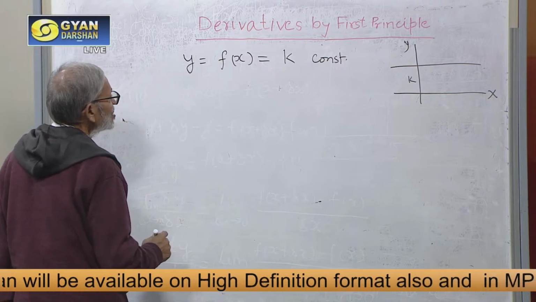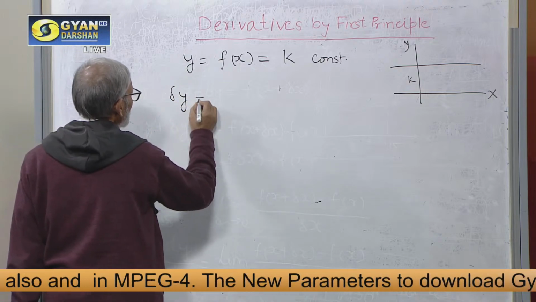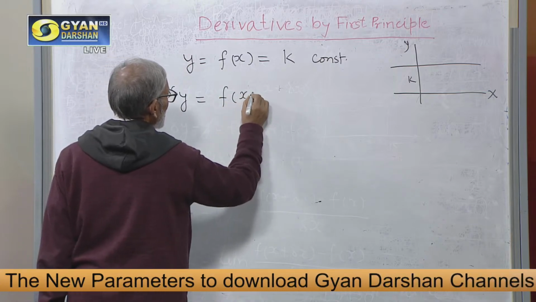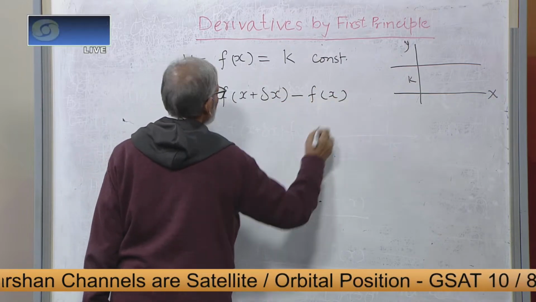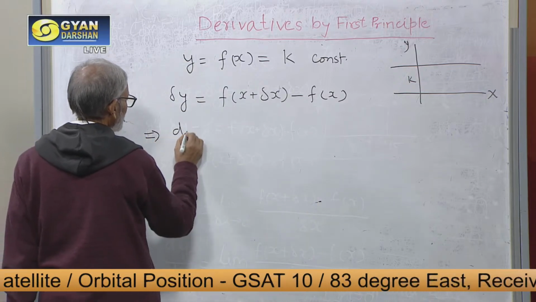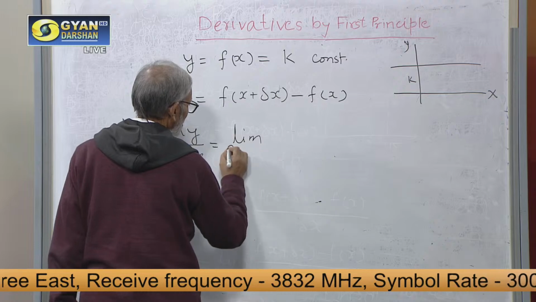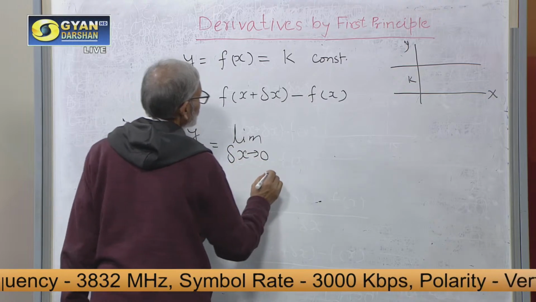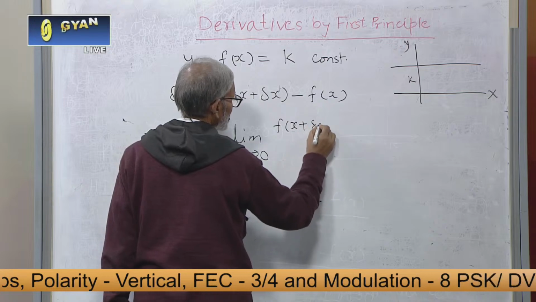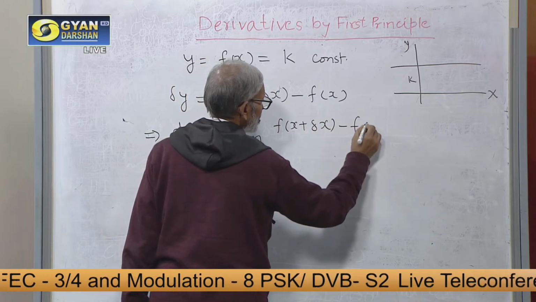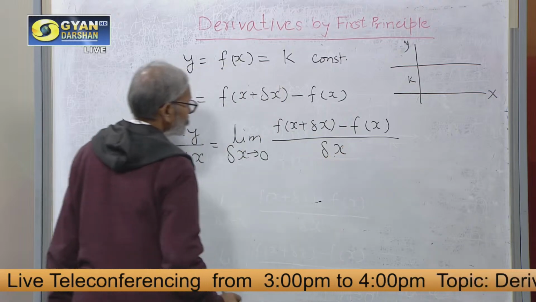So, let us find its derivative by first principle. Delta y will be equal to f(x plus delta x) minus f(x), and dy by dx will be equal to limit delta x tends to 0 of f(x plus delta x) minus f(x) divided by delta x.